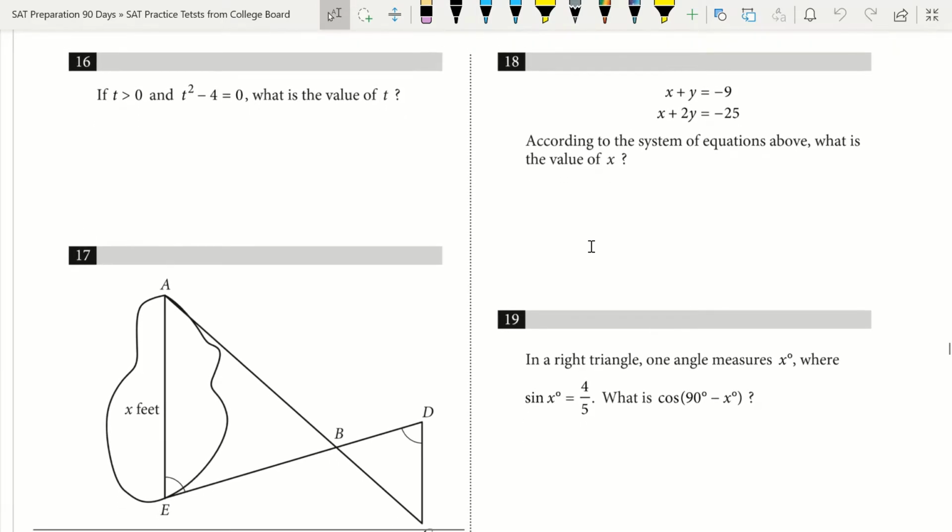So we've got no calculator questions 16 through 20. In this section, we have to come up with our own answer, so we're not going to be able to use tricks where we just get rid of wrong answer choices here. We have to actually understand how to solve it.